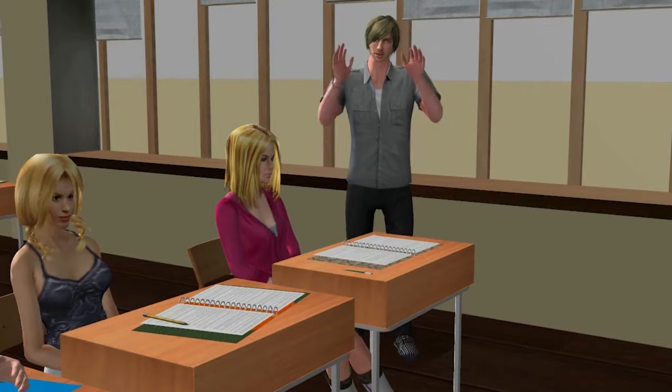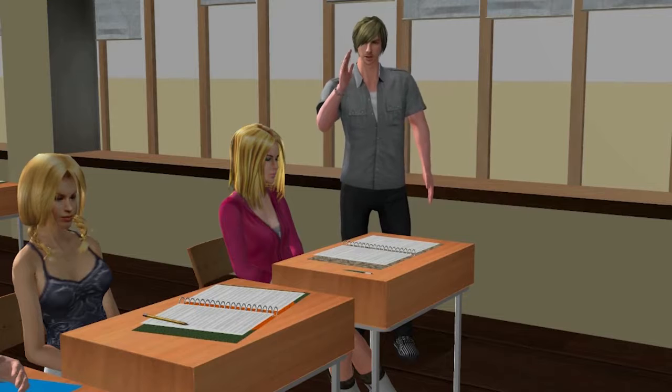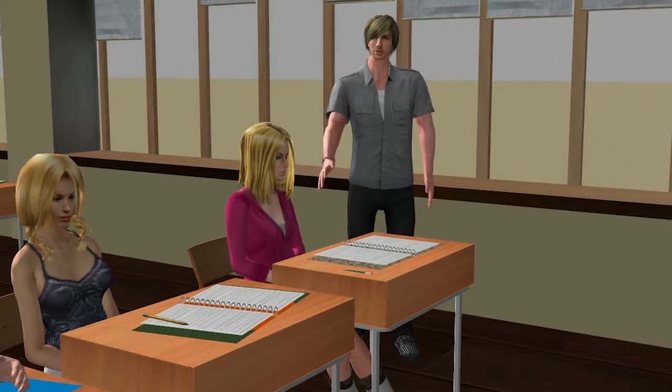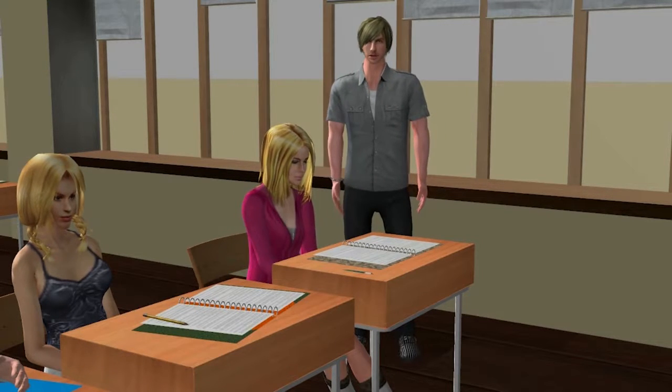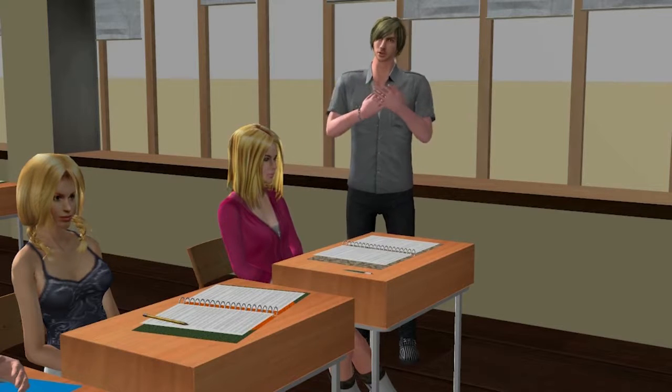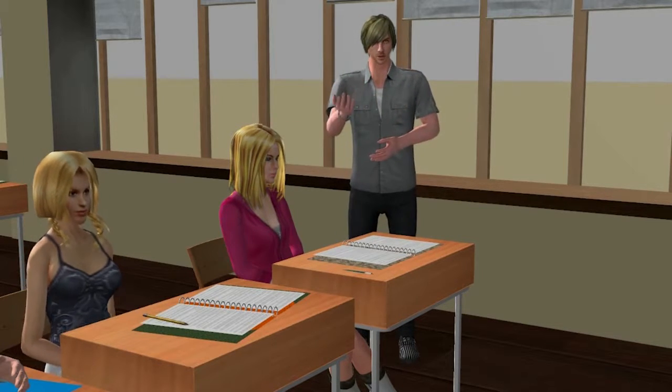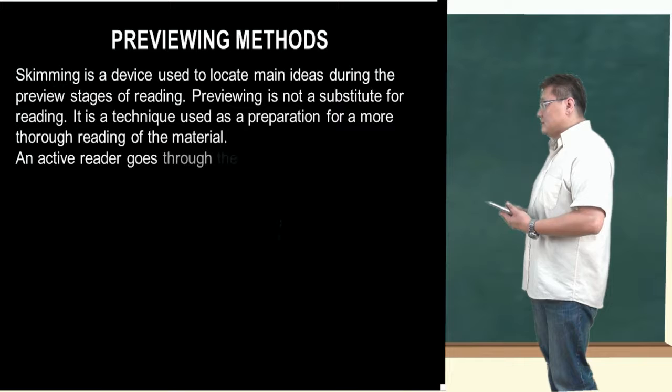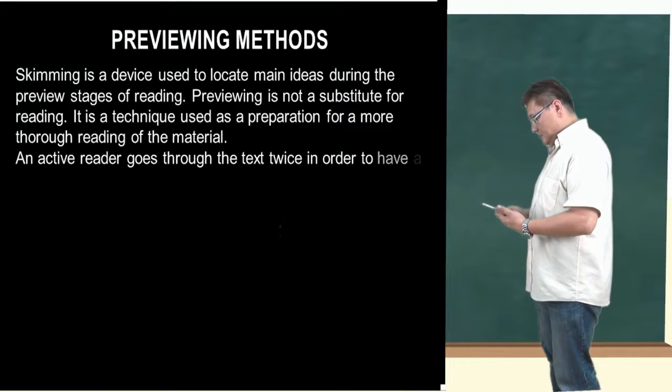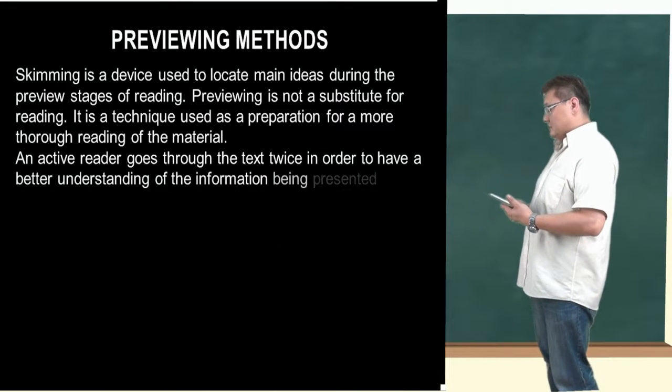Skimming is a device used to locate main ideas during the preview stages of reading. Previewing is not a substitute for reading. It is a technique used as a preparation for a more thorough reading of the material. An active reader goes through the text twice in order to have a better understanding of the information being presented.